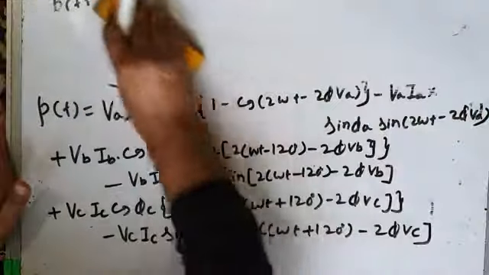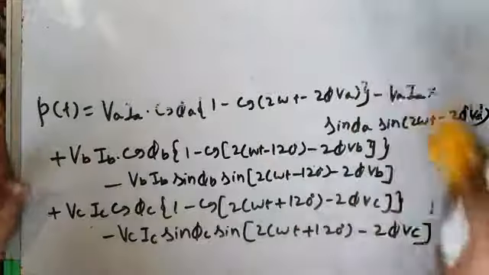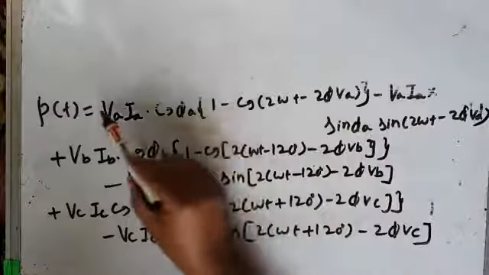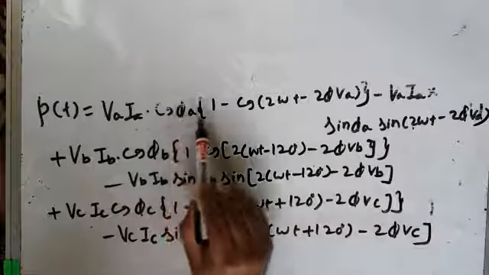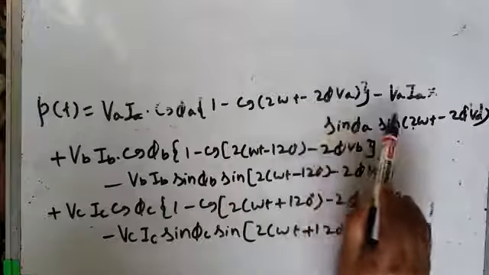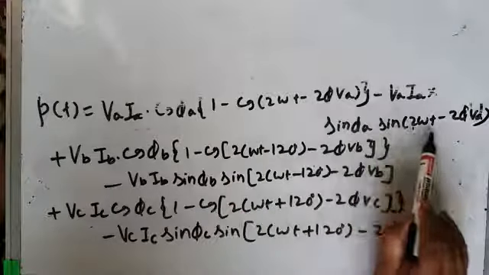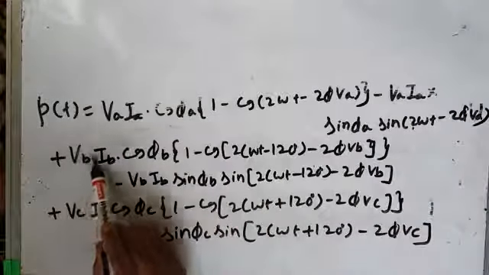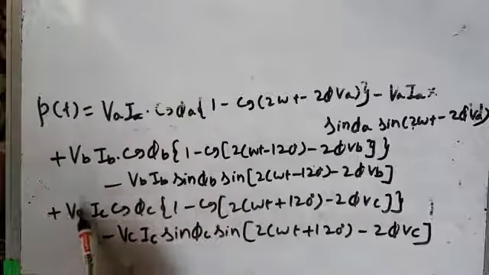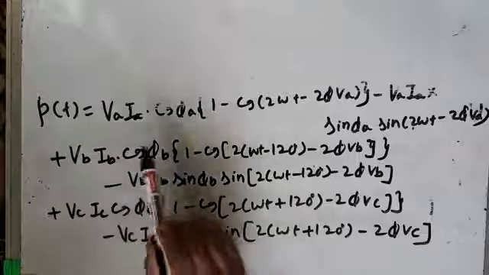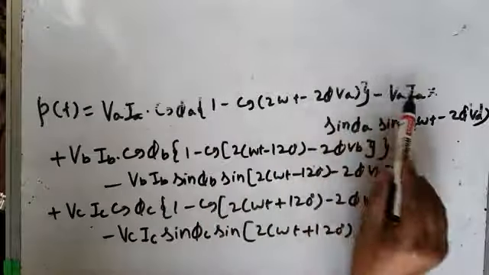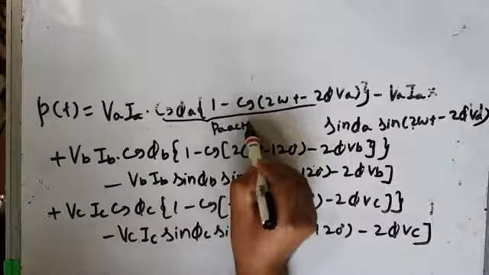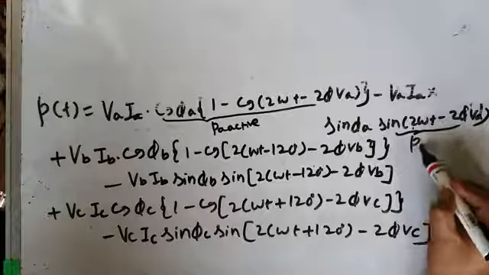Of course, this is a three-phase unbalanced system where there is unbalance in both voltages as well as currents. Now, the first term, these two terms, VAIA cos phi A times 1 minus cos of 2 omega t minus 2 phi VA minus VAIA sine phi A sine of 2 omega t minus 2 phi VA, is the instantaneous power of phase A. Instantaneous power in phase B is given by this term, and in phase C by this term. Instantaneous power in phase A has two components: this is the active component, PA active, and this is the reactive component, PA reactive.